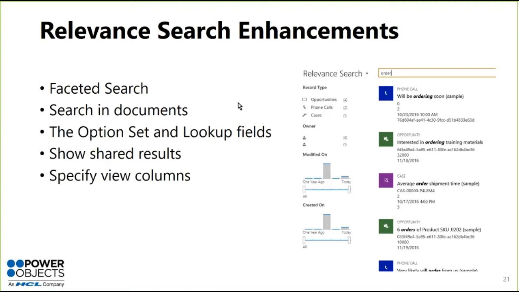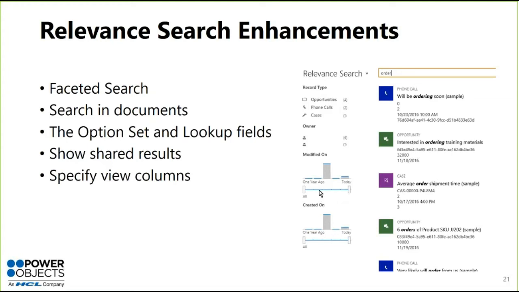It gives us access to the options and lookup fields being searchable in this release. And then we also have support for showing results for records that were shared to you. So before you could only see records that you owned. And then finally, when you have non-text entity fields as view columns in that quick find view, those get shown as entity-specific facets in that relevant search page.